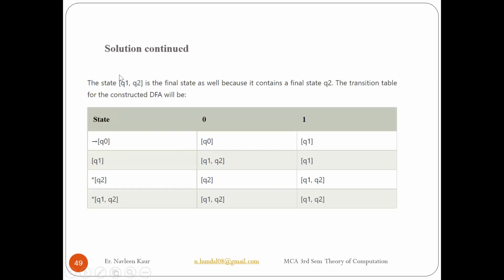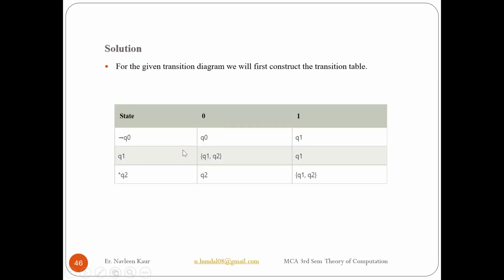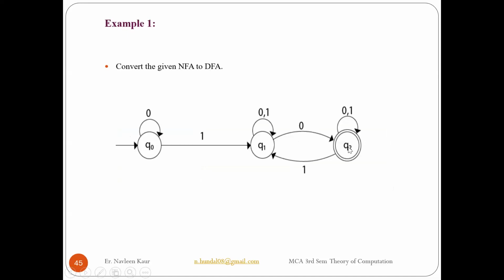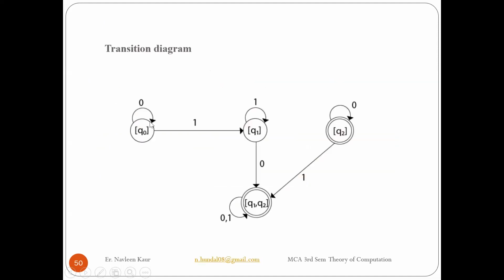Okay, so now let's create the transition function. The state Q1, Q2 is a final state as well because it contains a final state, Q2. So in the DFA, Q0 is going to be my initial state. But what will be the final state? The final states will be Q2 plus the new state generated, Q1 comma Q2. Why is Q1 comma Q2 also a final state? Because it has one state which is already final, Q2.